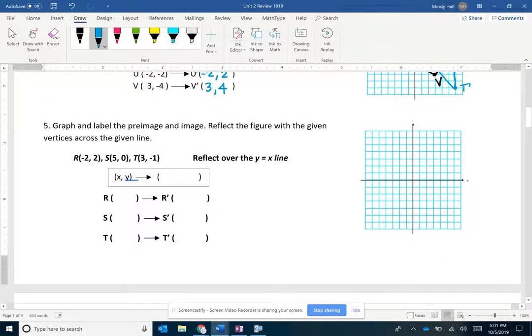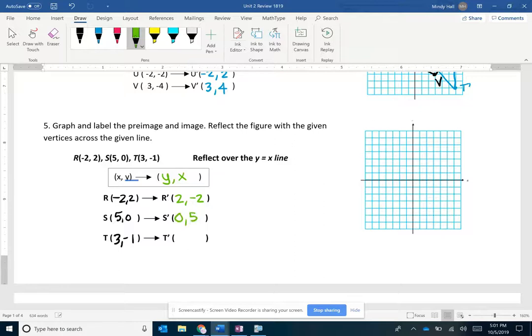So then for number 5, we are going to reflect over the y equals x line. So with this one, that rule is to switch the y and the x values, but don't change any of the signs. So with R, that's at -2, 2, S is at 5, 0, and T is at 3, -1. So when we reflect over that y equals x line, my y value becomes my x value. So R prime becomes 2, -2. And then S prime is at 0, 5, and T prime is at -1, 3.